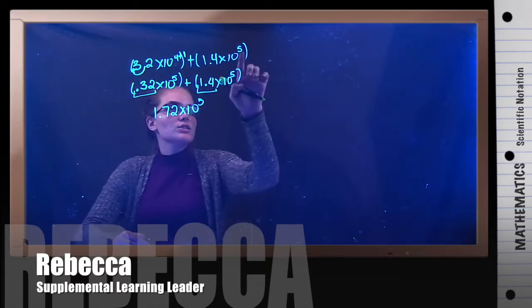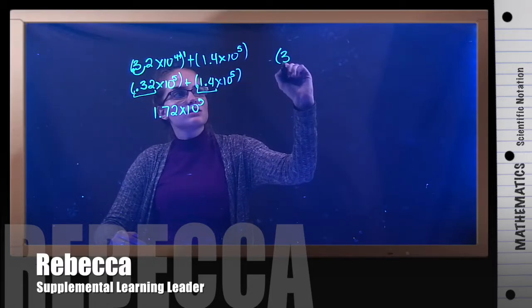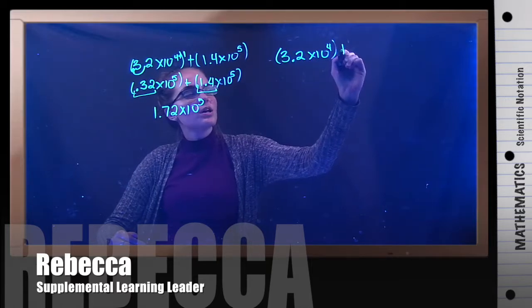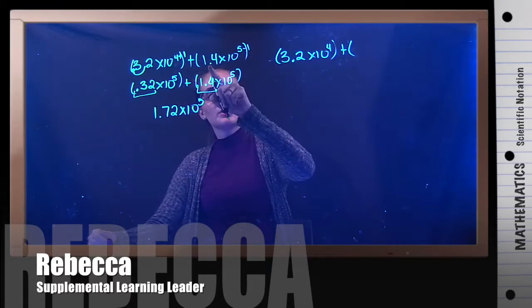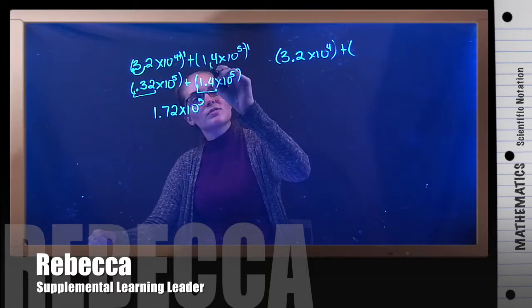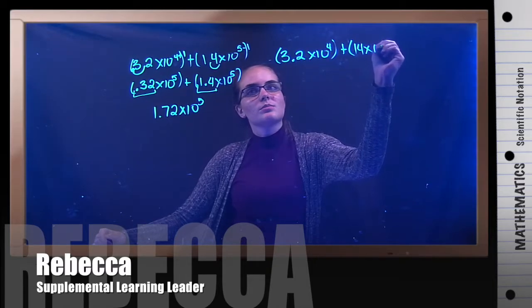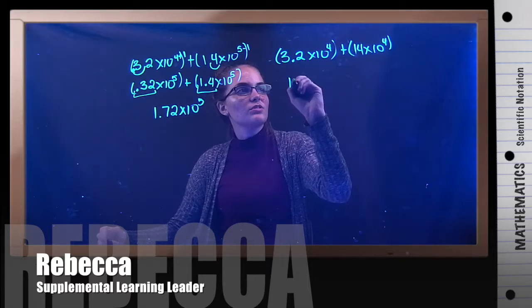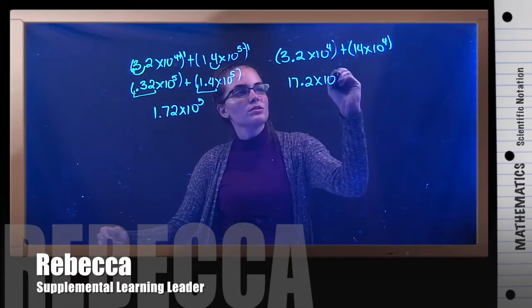Now, if you had changed this 5 to a 4, and then this would have been 3.2 times 10 to the 4, plus, if you had changed this by subtracting 1, you would have had to make this bigger, because if you make this one smaller, you have to make this one bigger. So you would have had to move the decimal that way. So you would have had 14 times 10 to the 4. And now you can add them, and you would have had 17.2 times 10 to the 4.